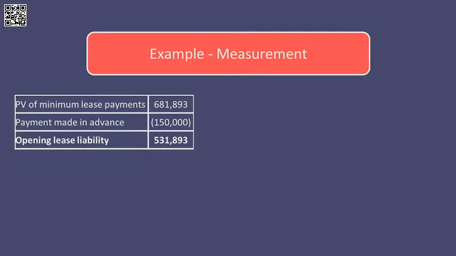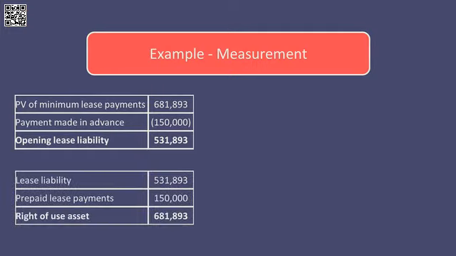Now what we have to do is to calculate the right of use asset, and the right of use asset is basically the lease liability. We've just calculated the lease liability at 531,893. And on top of that, we add any prepaid lease payments. For example, that 150,000 that was paid in advance. And therefore, this gives us a right of use asset at 681,893. So we now have our right of use asset and we have our opening lease liability.